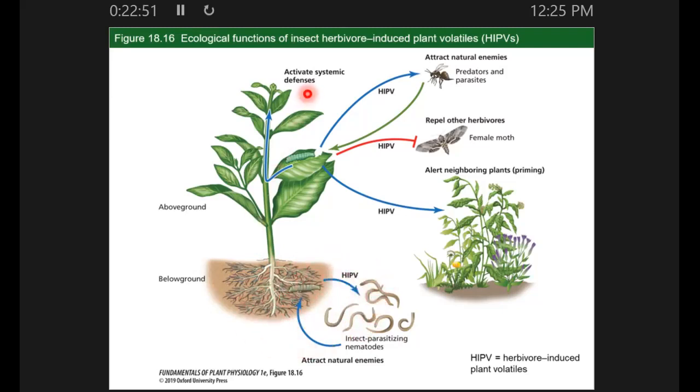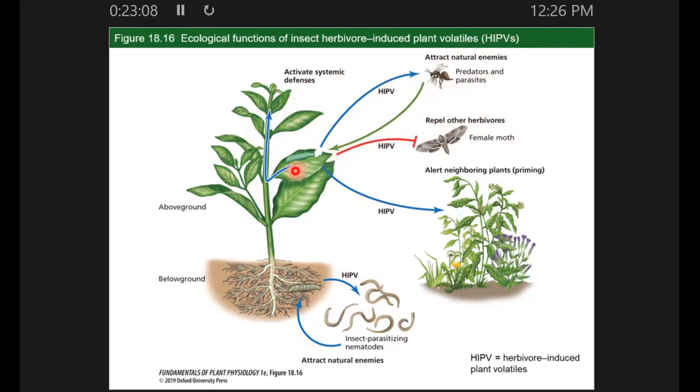But anyways, what you're seeing here is that the caterpillar up on the leaf is chewing, and it is sending systemic responses now to the whole plant body. And here they're showing how the predator gets attracted by volatiles coming now.